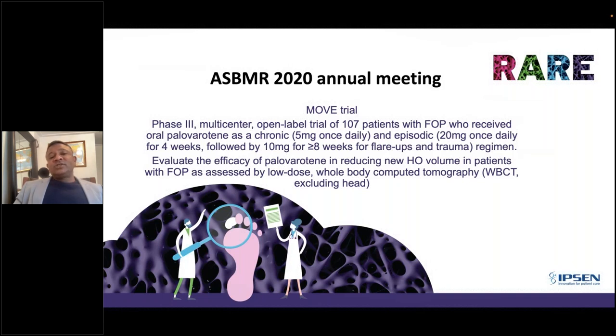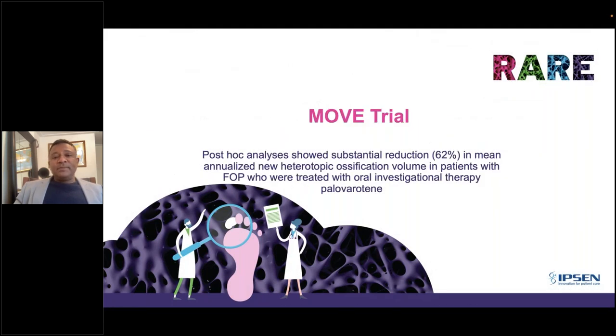And basically this trial was to evaluate the efficacy of palovarotene in reducing new HO volume, and this was assessed by whole body CT head sparing. So the post-hoc analysis showed that there was a substantial reduction in the mean annualized heterotopic ossification volume for patients who were treated with palovarotene.